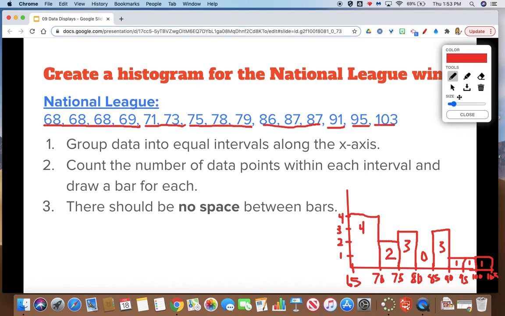I do probably want to add a title here, so at the top I could say National League wins. Sorry, I'm trying to write this on my computer. At the bottom would be number of wins. That's what this label could be down here, number of wins. And then oftentimes we see that vertical number line, the y-axis, labeled as frequency, which is just number of times each data point occurs. So you could write frequency here. And that is what we would need to create a histogram.